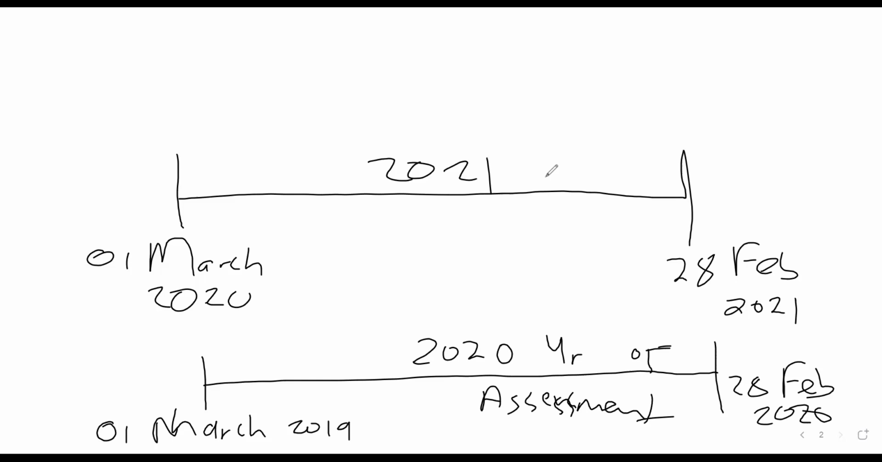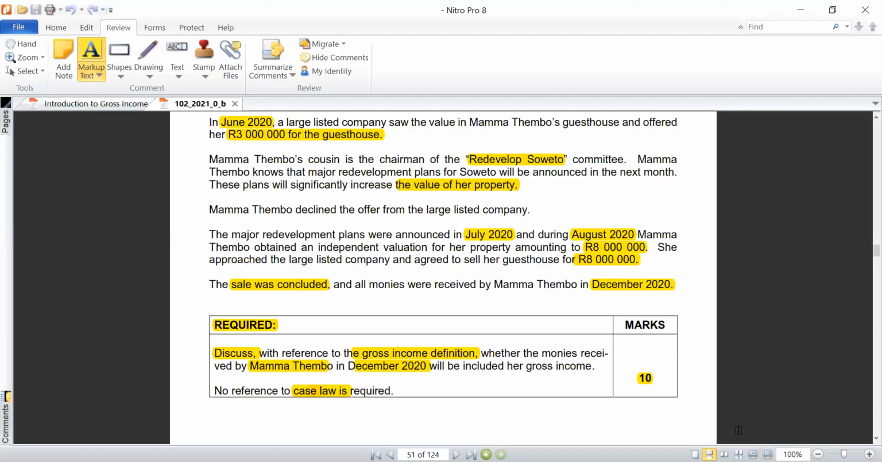But if it's a business, we always look at the financial year end of that particular organization, when they open their books and when they close them. So it could be anything between 1st of January 2020 up until December 2020. But that's not the most important part of this question. So let's go back here and see what is happening.